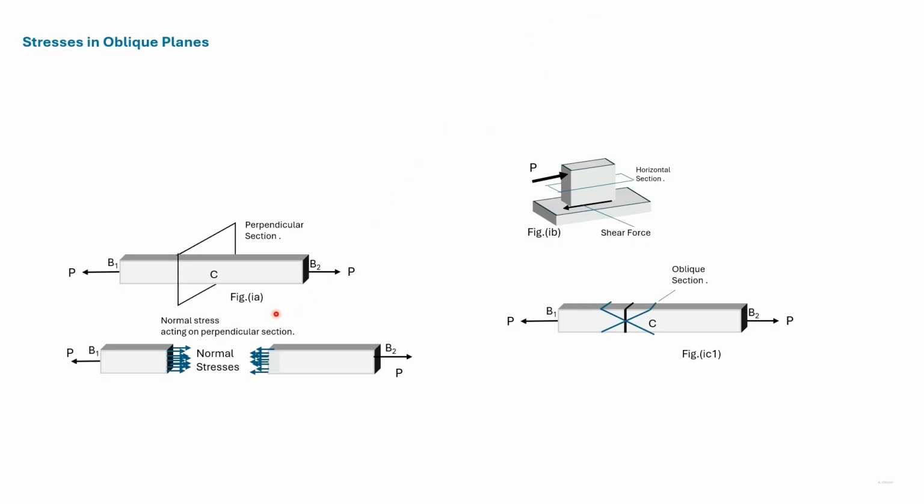Consider the cases of bars we have been dealing with. So this is a bar subjected to a tensile load, and a cross section is taken perpendicular to the axis. Then the cross section is subjected to normal stresses as shown. This is a case where a shear force acts and this horizontal section is subjected to shear stresses only.